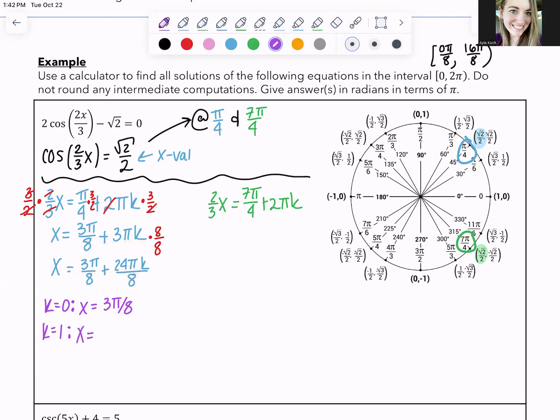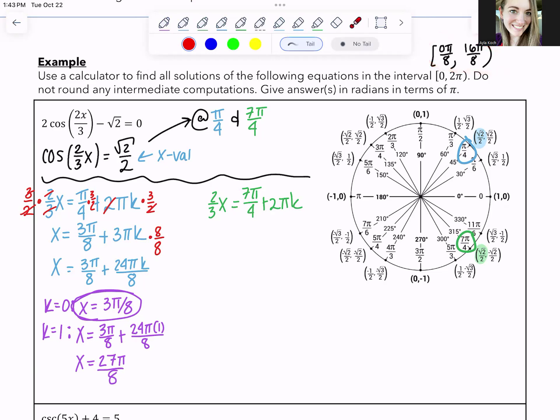All right. So plugging in 1, we have 3 pi over 8 plus 24 pi times 1 over 8. We get 3 plus 24 is 27 pi over 8. 27 pi over 8 is far outside of our acceptable range of 0 pi over 8 to 16 pi over 8. So that guy is a no and we stop because we've exceeded. He's not in 0 to 2 pi.